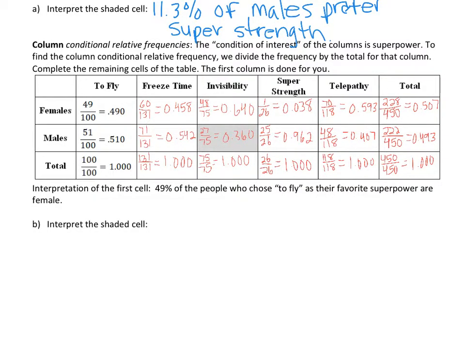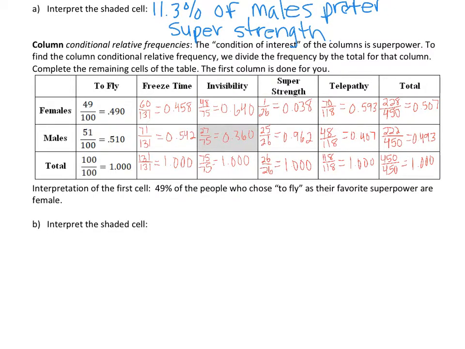Here's the chart filled in. Take a moment to pause and check your answers. If we take a look at our first cell, to fly, females, we have 49%, again, changing it to a percent, of the people who chose to fly as their favorite superhero are female. So it's a little bit different from our row frequencies here.